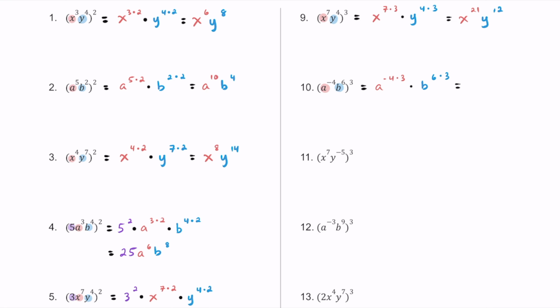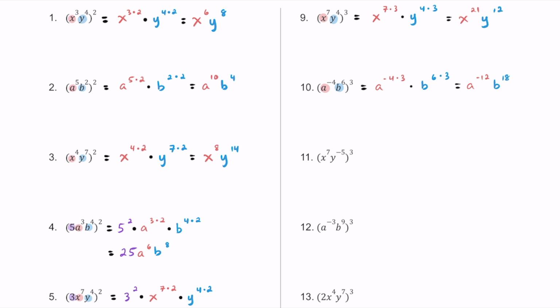All right. Now for the a's exponent, negative 4 times 3, that's negative 12, so that's going to be a to the negative 12th power. And then for b, we have 6 times 3, that's going to be 18, so it's going to be times b to the 18th power. So that would be our simplified expression.